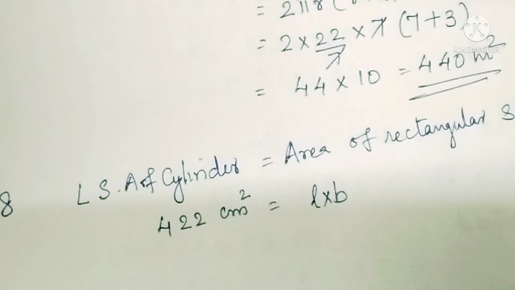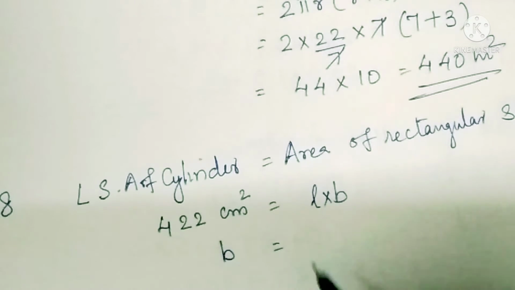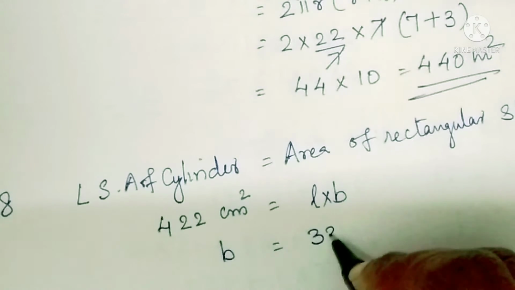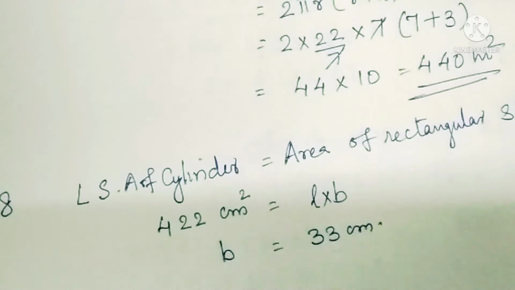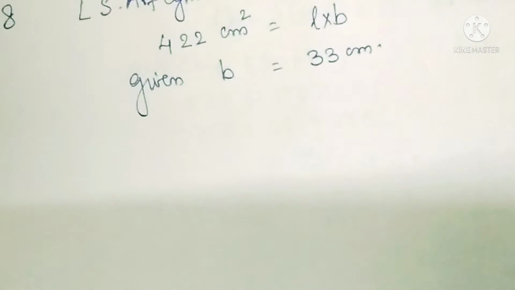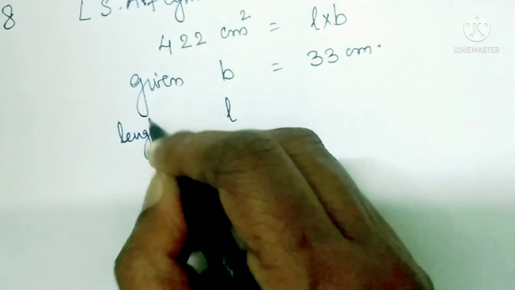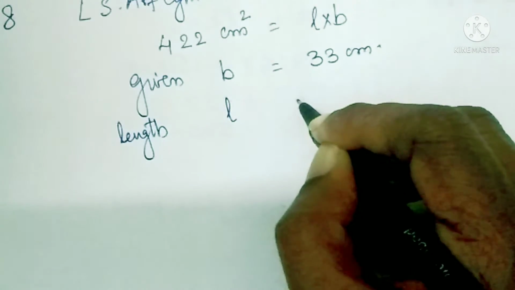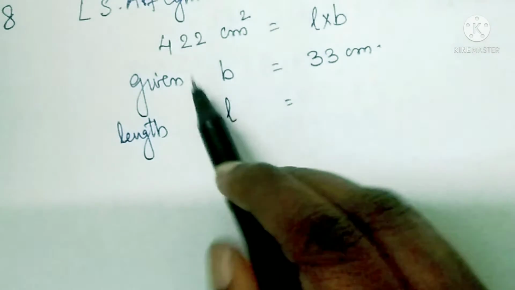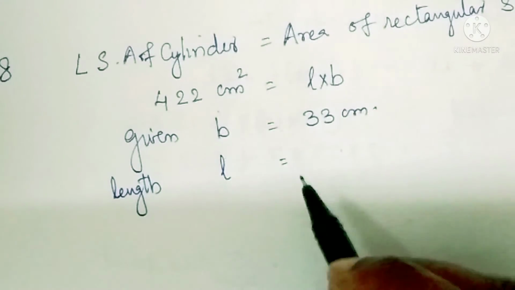But they have given you width is already given. B is equal to, width means breadth, is equal to 33 centimeter. This is given. And you have to find out L, length of the sheet. How will you find out? If you know the area and you know the length, how do you find out?